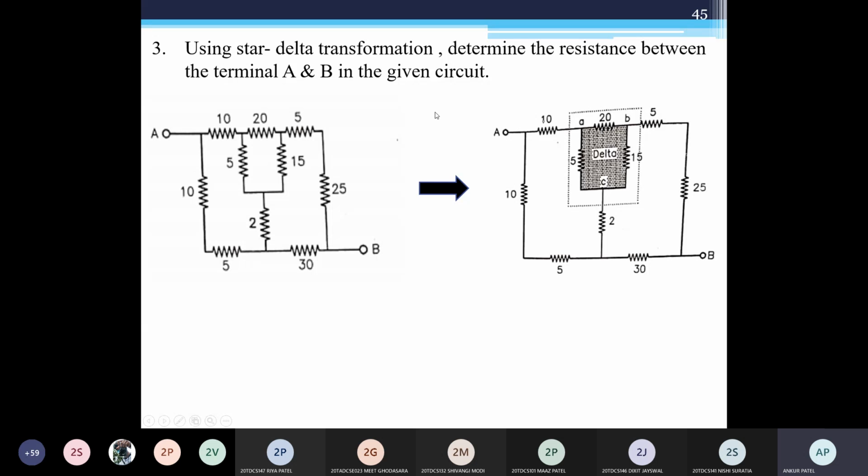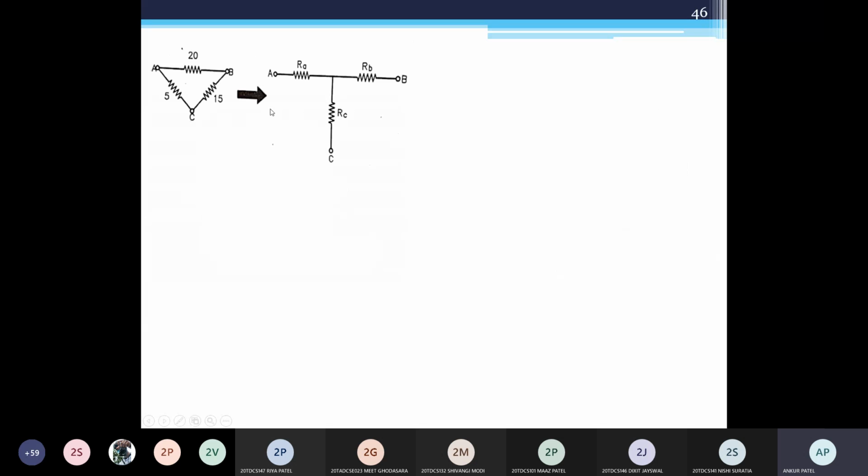So a delta is given already here. You can see this closed path is a delta, with this 25 and this 15 in the delta connections. Now we need to convert into star connections to simplify the circuit. You know the conversion. Suppose this delta is given like this, you need to convert it like this in the circuit. Are you getting this?